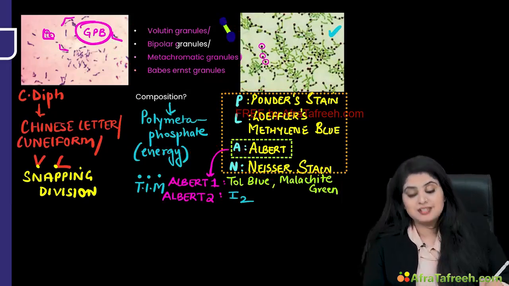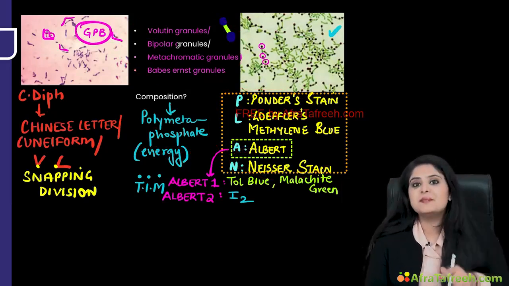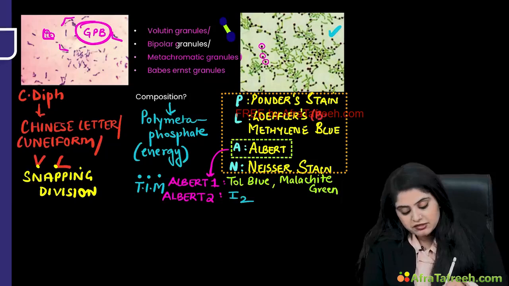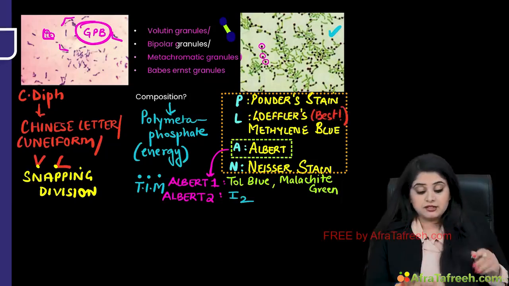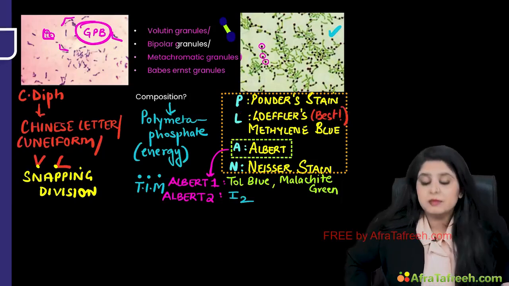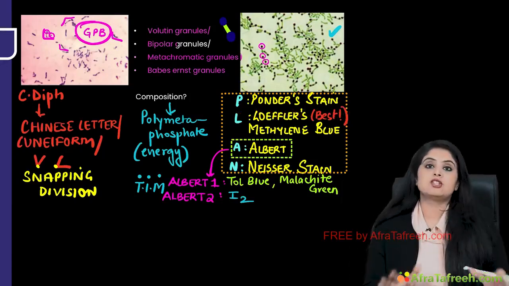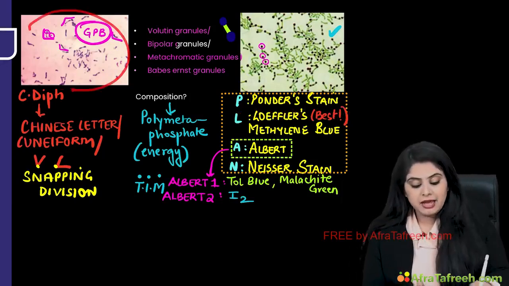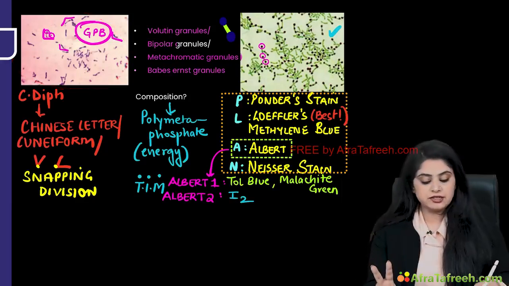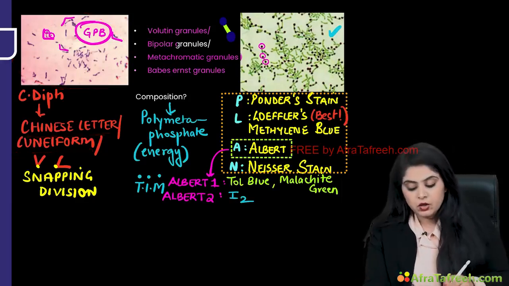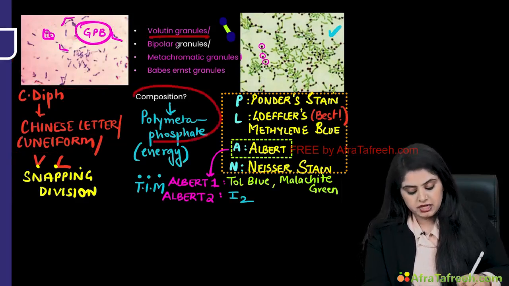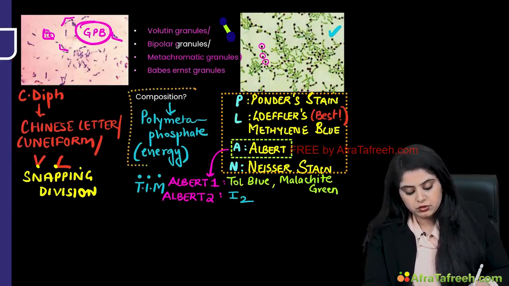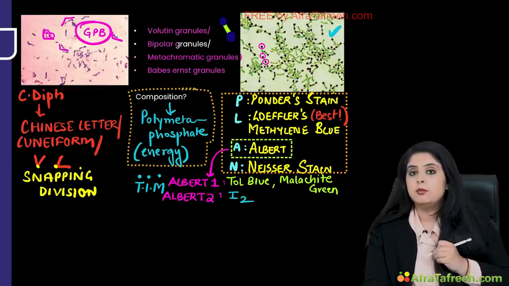Nowadays the question is which is the best stain? Loeffler's is now said to be the best stain out of these. So although it's very cluttered, I've tried to make one common flashcard for you guys, starting from gram staining, how the snapping division occurs and its Chinese letter or cuneiform arrangement. Going on to the volutin granules, it is made up of what? It is made up of energy sources. So basically it is made up of polymetaphosphate.